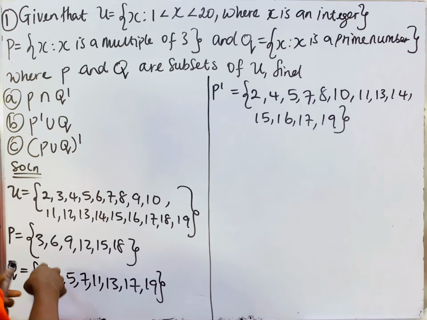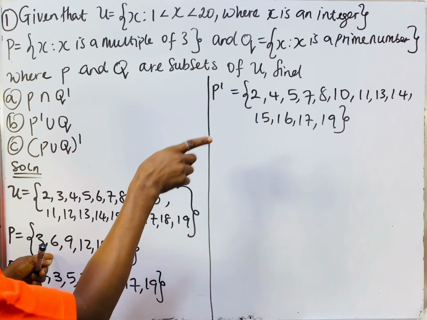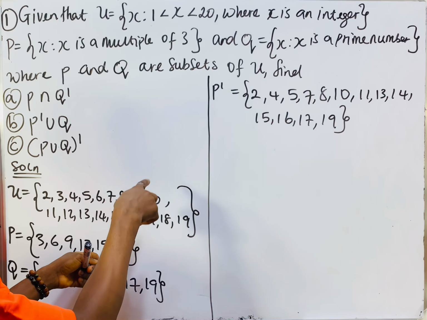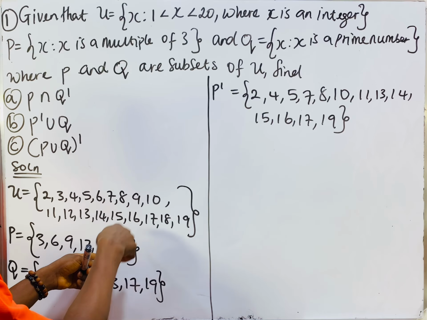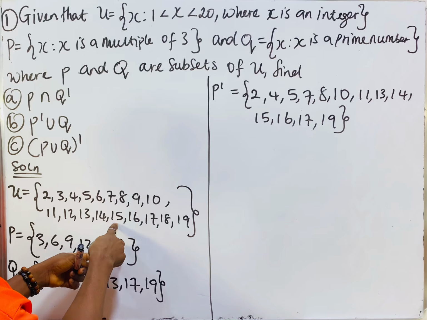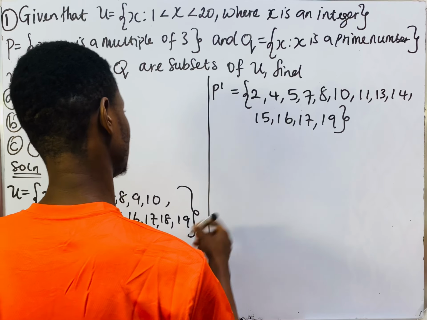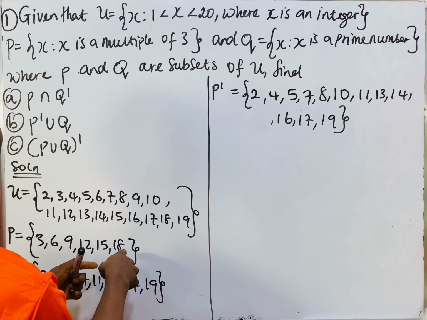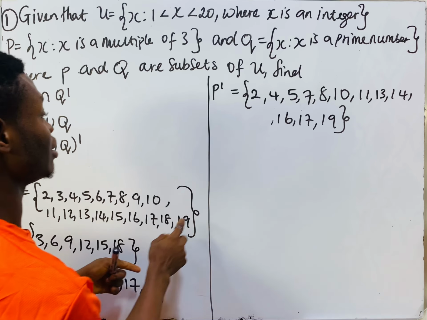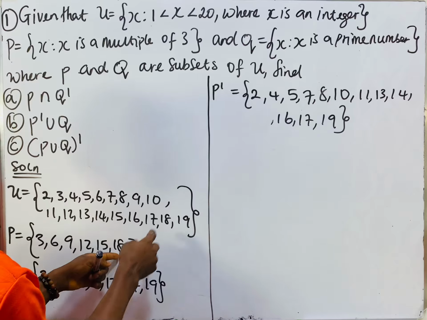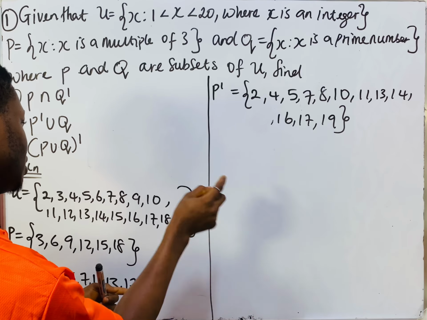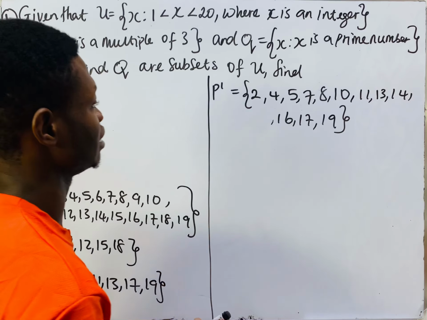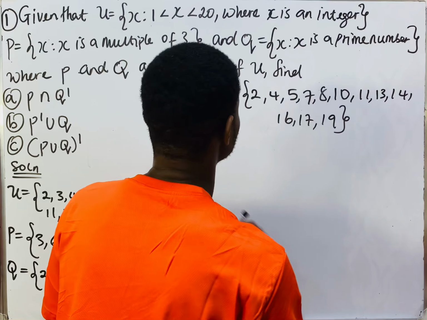So let's check it again. 3, 6, 9, 12, 15. Okay, we made a mistake. 15 is here and is also here, so let's remove 15. Then we have 18. We made another mistake. 18 is not there. So that's 16, 17, and 19. So these are our P prime.